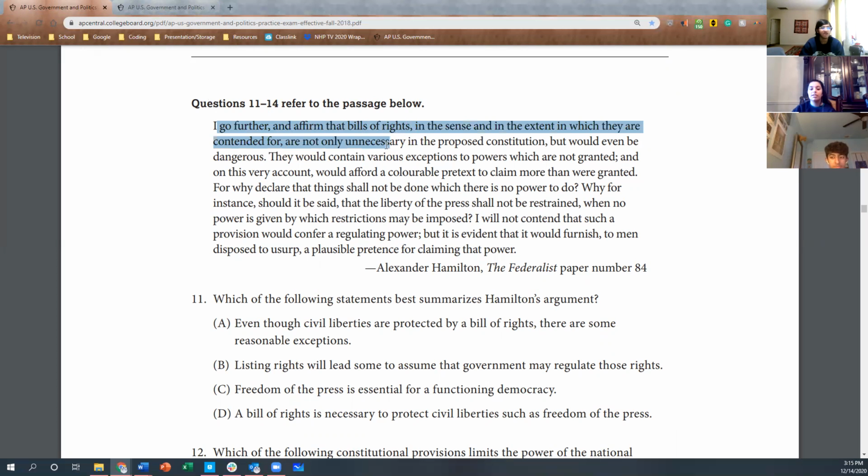Okay. I need to go over that, like what each of them talks about. It forms a Bill of Rights. Not only unnecessary, it would be dangerous. So I don't think we need to read the whole thing. I think we know the gist of it, right?